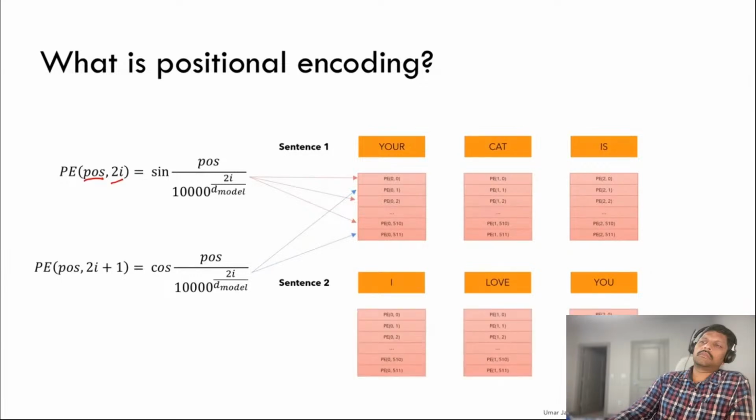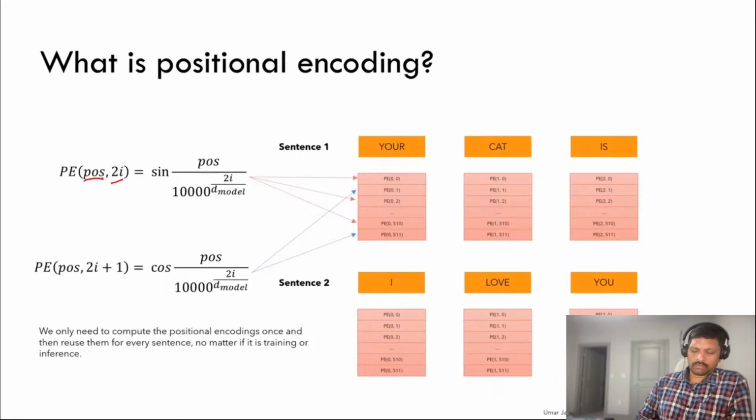We will have the same vectors, even for different sentences, because the positional encoding are computed once and reused for every sentence that our model will see during inference or training. So we only compute the positional encoding once. When we create the model, we save them, and then we reuse them. We don't need to compute it every time we feed a sentence to the model.